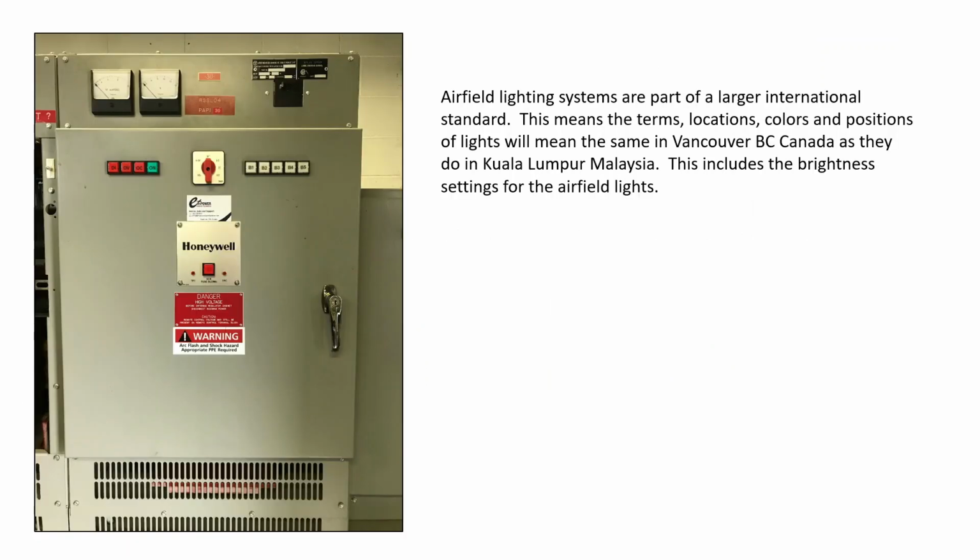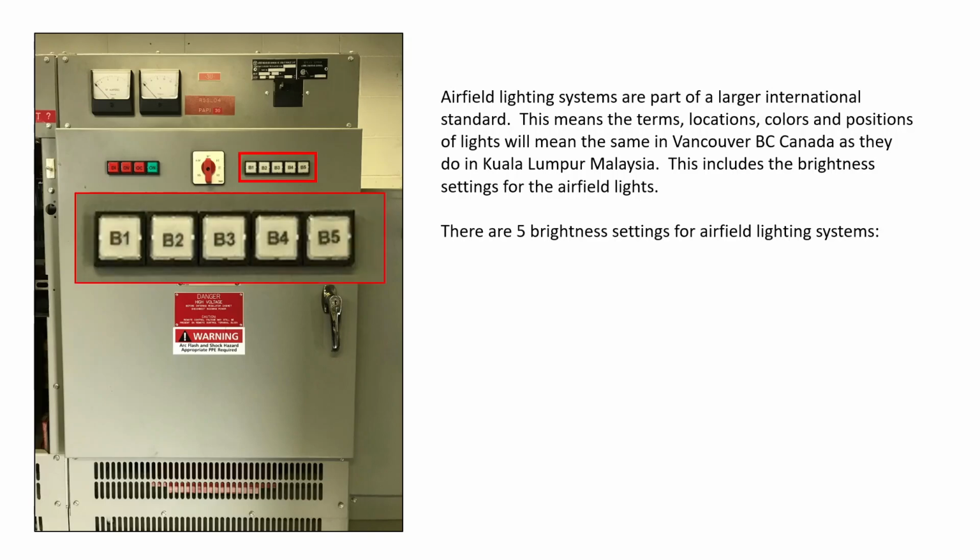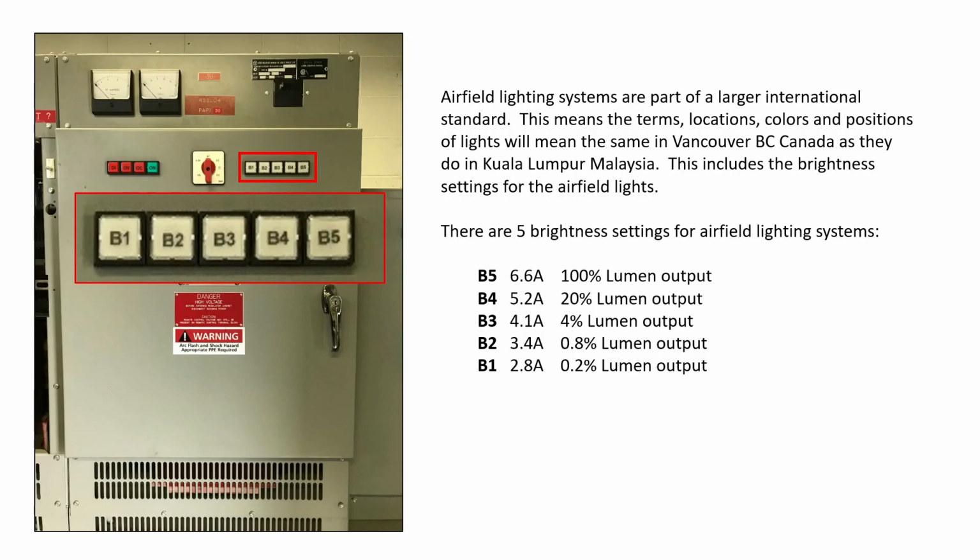Airfield lighting systems are part of a larger international standard. This means the terms, locations, colors, and positions of lights will mean the same in Vancouver, BC, Canada, as they do in Kuala Lumpur, Malaysia. This includes the brightness settings for the airfield lights. There are 5 brightness settings for airfield lighting systems.